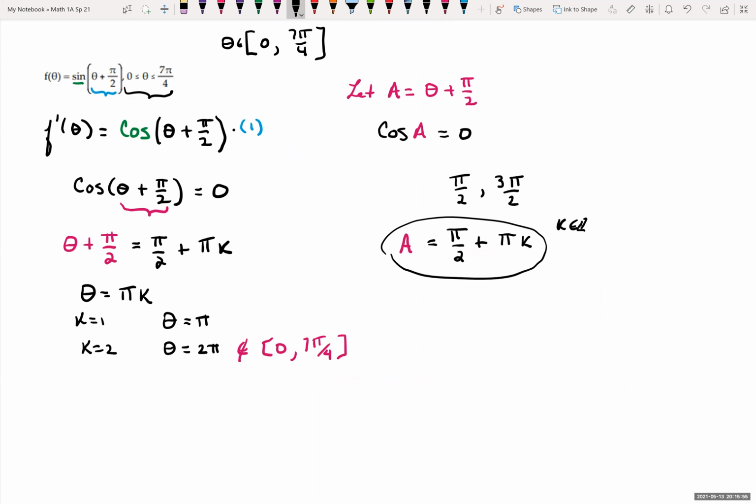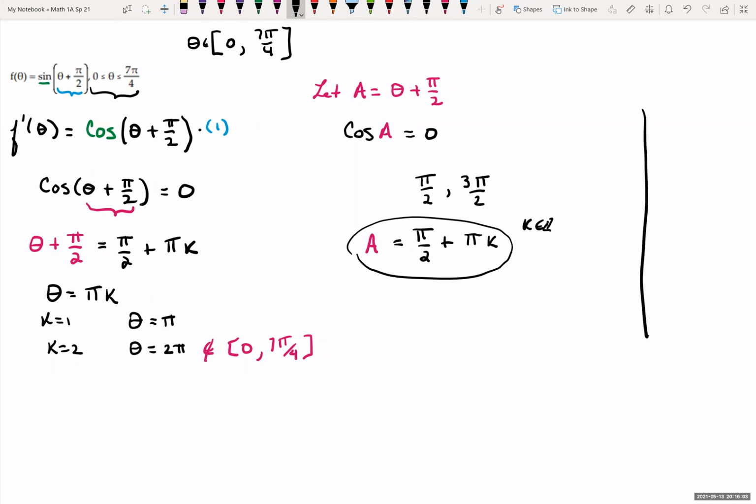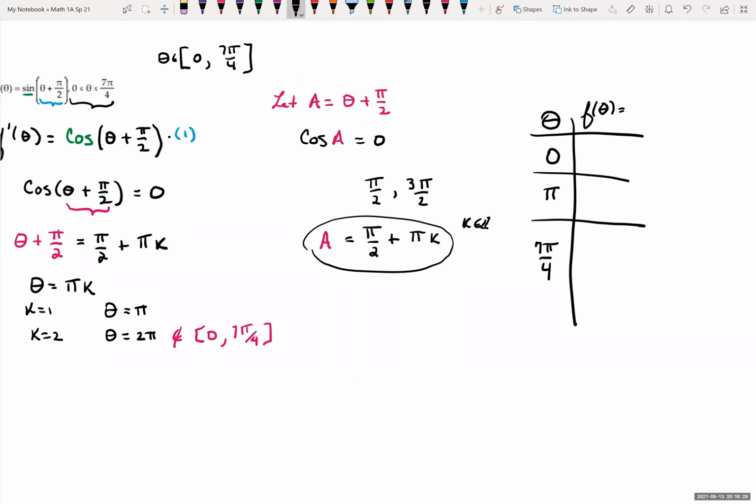So we're going to plug these back into the original function. We're not going to use the first derivative test to see if it's increasing or decreasing. And so I usually just make a table. We have our theta values. We need to look at the endpoints of our closed interval, so 0, the point in between that was a critical number, pi, and 7 pi fourths. So we're plugging those values of theta into our original function, which is sine of theta plus pi halves.